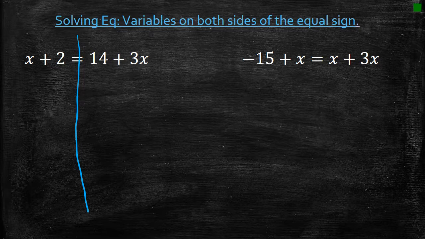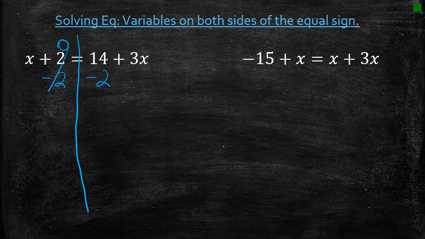So since they're on both sides, I'm going to start with getting rid of something. Typically, we like to get rid of the positive 2, so in order to get rid of positive 2, I'm going to go ahead and subtract 2 from both sides. And you notice that the positive 2 and the negative 2 make a 0. Now we're going to look at our sides again.